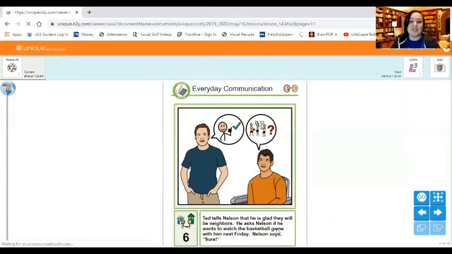Ted asked Nelson if he wants to watch the basketball game with him next Friday. Nelson says, sure. So Ted keeps the conversation going by asking Nelson if he wants to do something together. Ted is making plans with his friend.